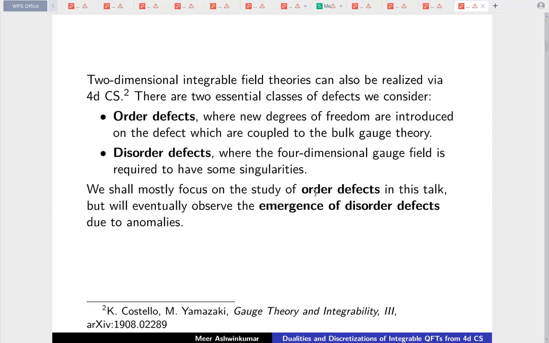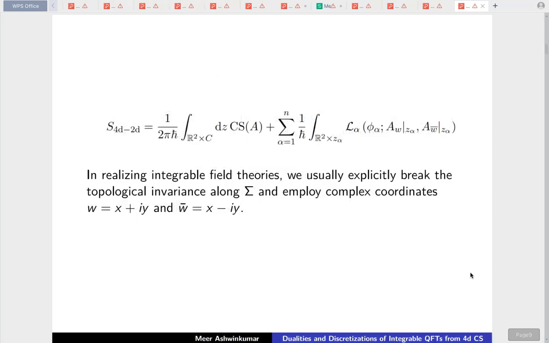And I will mostly focus on the study of order defects in this talk, including their discretization. But eventually, we will observe that due to certain anomalies, disorder defects will emerge when studying order defects. So this is something interesting that we will encounter in today's talk. But let me review how integrable field theories can be derived from Chern-Simons theory.